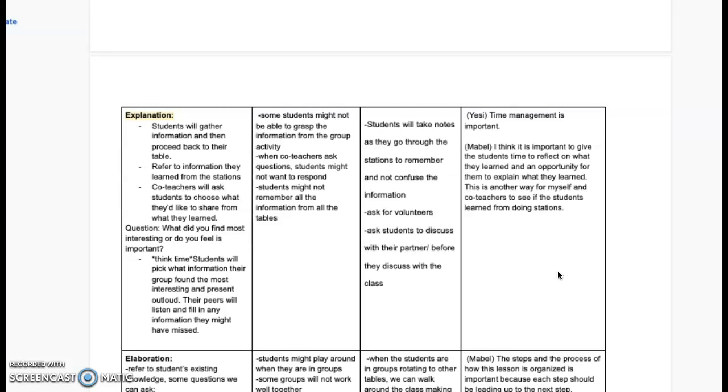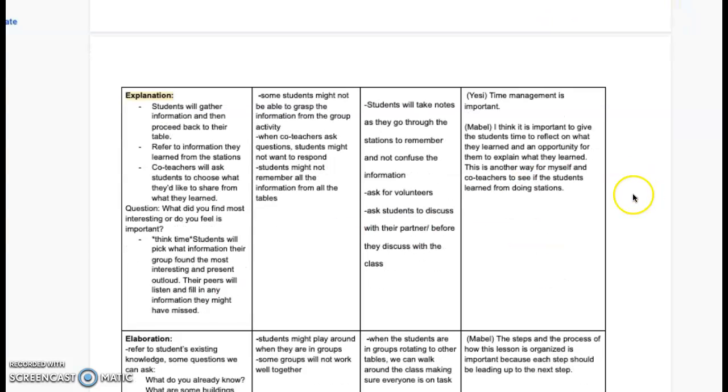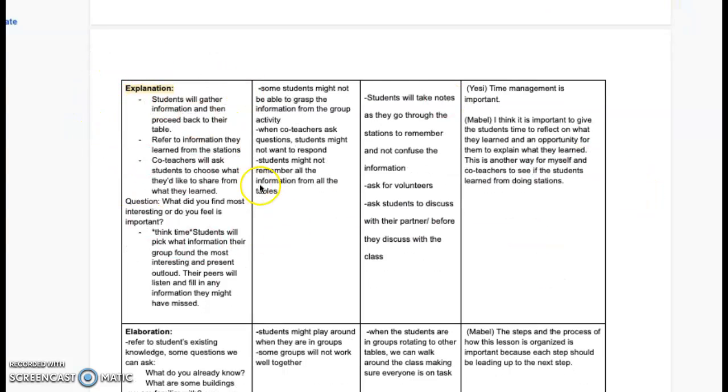I think it's good to give them a chance to speak about what they learned. Maybe there was a student who was really excited or passionate about what they learned. This gives an opportunity to share what they've discussed. And this is mainly what we have down for our explanation portion in our lesson plan.